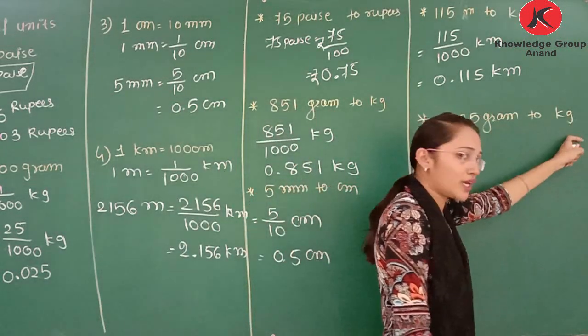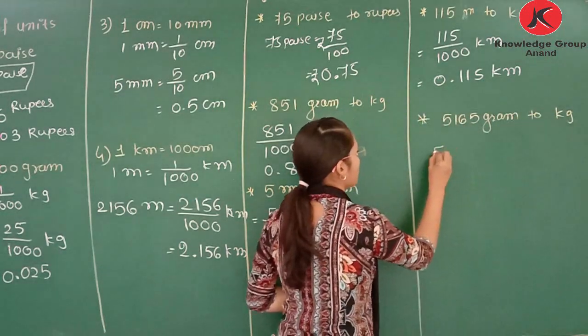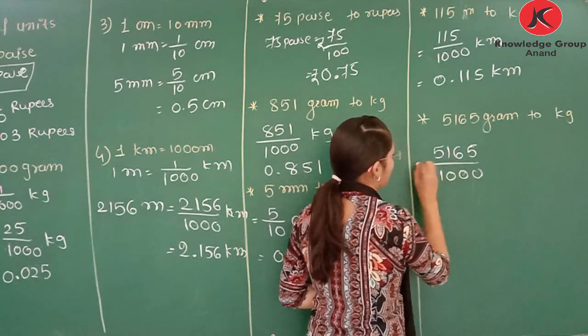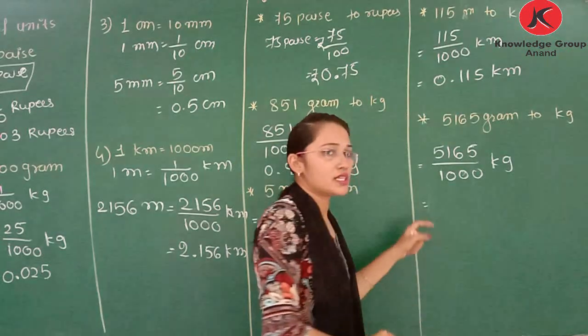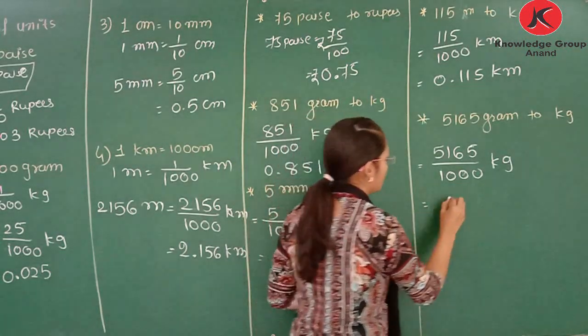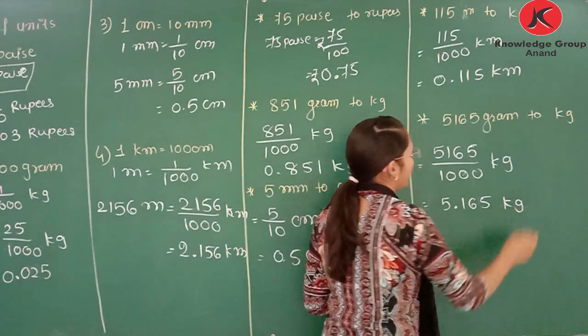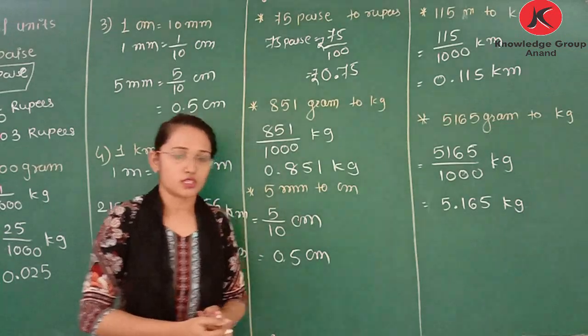5165 gram to kg. Gram to kg means divide by 1000. So it is divide by 1000. So 3 zeros in a denominator. It means you need to place a decimal point after 3 digits. So it is 5.165 kg. Clear? This way you can perform the conversion of units.